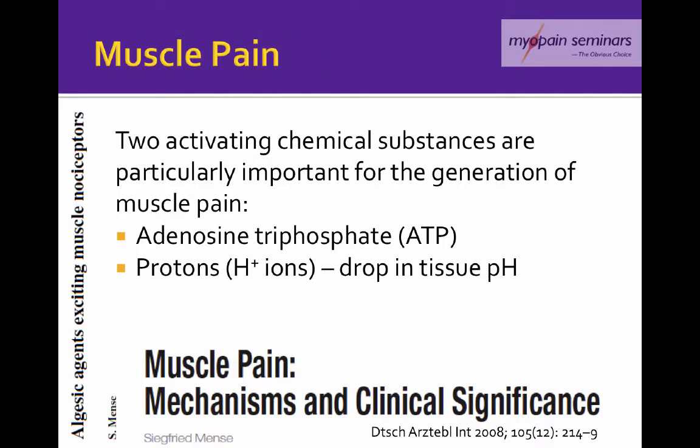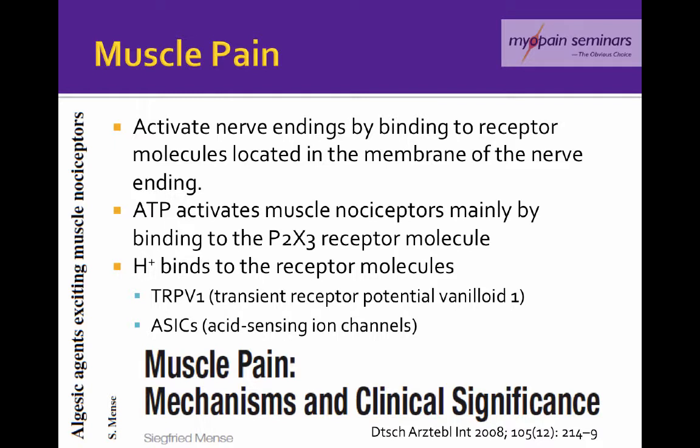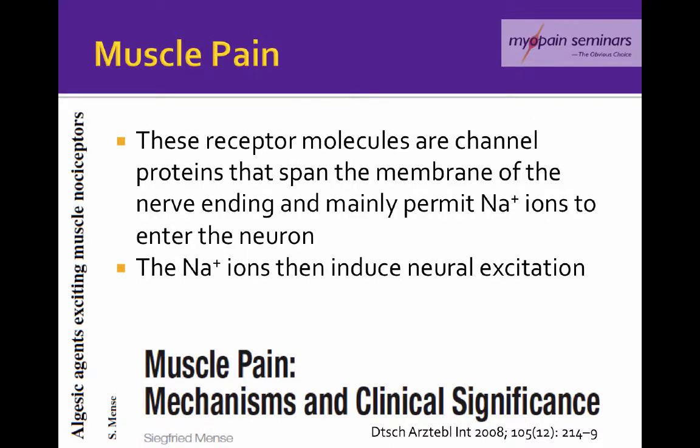To experience muscle pain, there are two activating chemical substances of particular importance: adenosine triphosphate, or ATP, and protons, which are linked to a drop in tissue pH. These chemical substances activate nerve endings by binding to receptor molecules located in the membrane of the nerve ending. ATP activates mostly muscle nociceptors by binding to the P2X3 or other variations of this receptor molecule. Protons bind to the receptor molecules of the transient receptor potential vanilloid 1 and acid sensing ion channels. The receptor molecules are channel proteins that span the membrane of the nerve ending and mainly permit sodium ions to enter the neuron, which induces neural excitation.